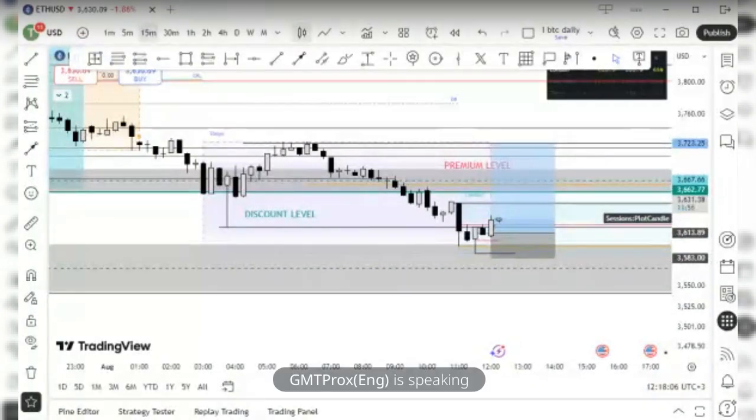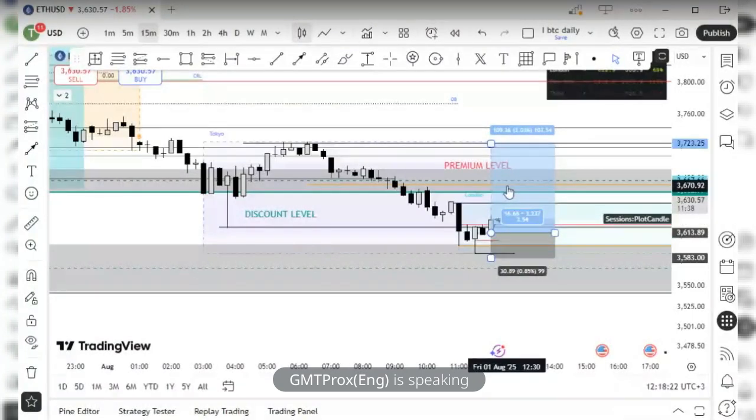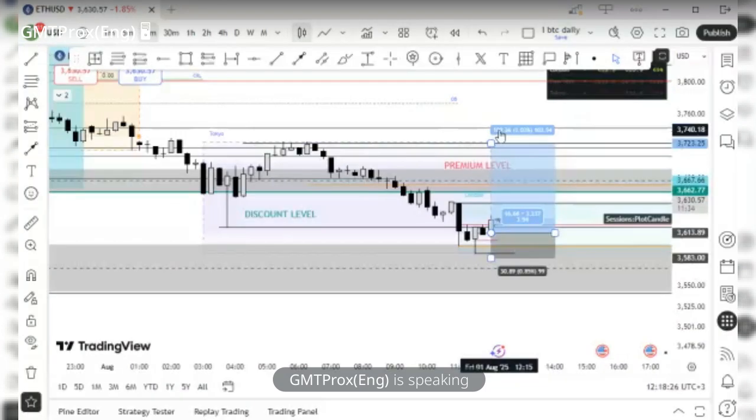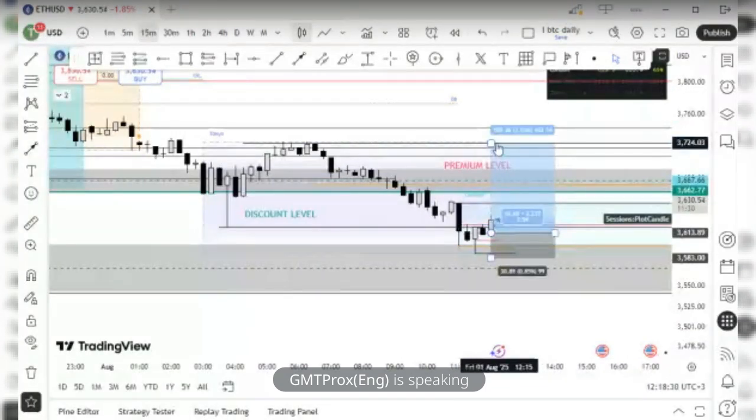So for taking profit targets, aim for the high of the original higher time frame candle or the next liquidity level that aligns with the distribution phase, which we said can be our 50% equilibrium. Then the market will retrace. If you need to, just don't worry, you just leave it, then it will go to the highs.